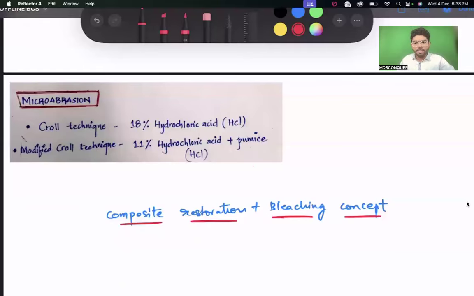Then comes microabrasion. In microabrasion, basically Kroll's technique, they initially used 18% HCl, and in modified Kroll's technique, they have reduced the percentage of HCl to 11%. So they can ask you, in modified Kroll's technique, what is the percentage that is used? 11% of HCl is used.